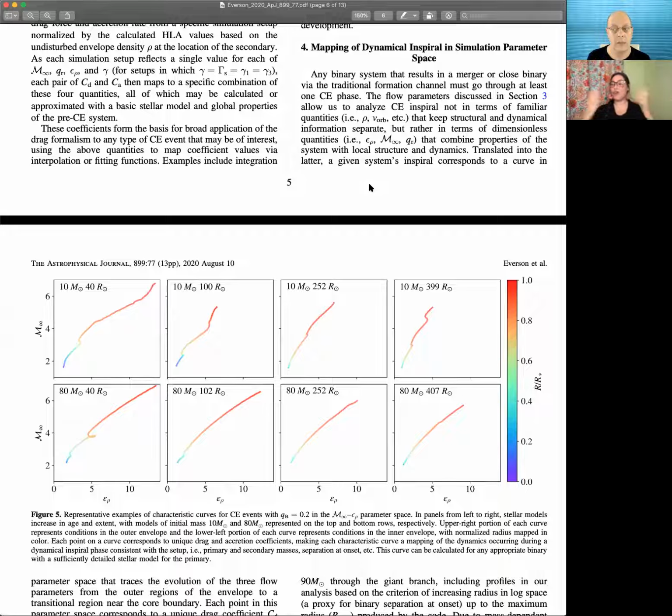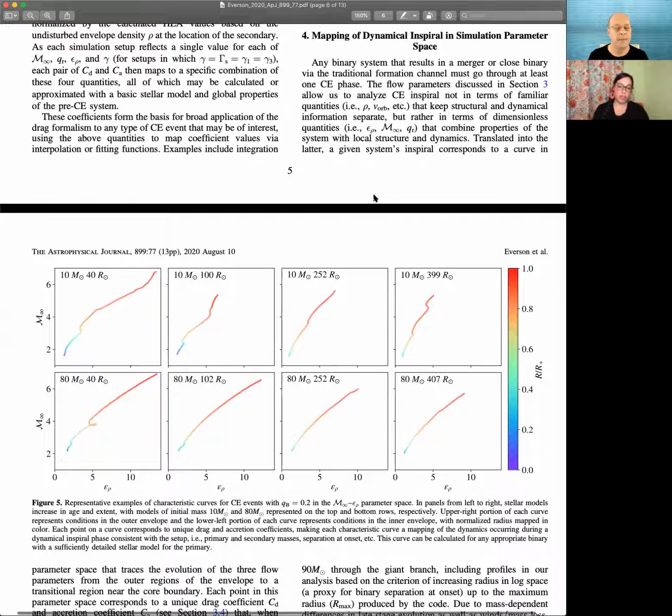And then it's up to whoever's trying to utilize this to figure out, based on their mass ratio and their setup, are we dealing with a very messy onset? Are we dealing with a tidal instability that maintains most of the envelope? So, okay, here we go.